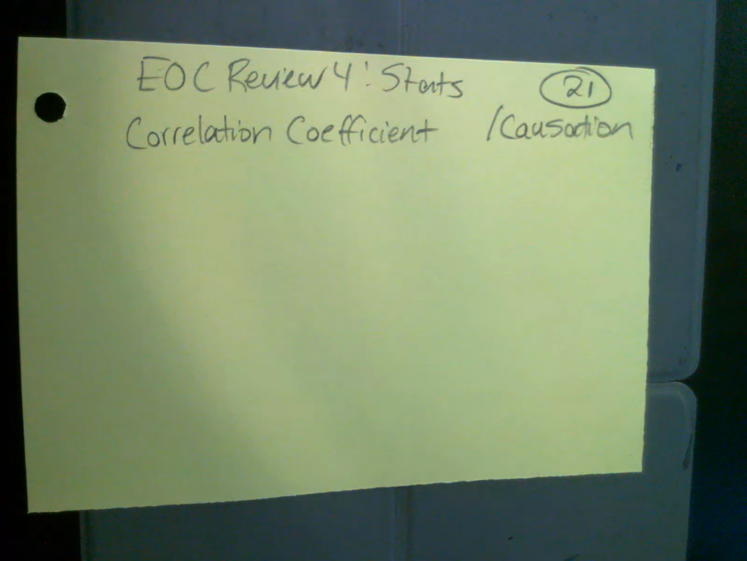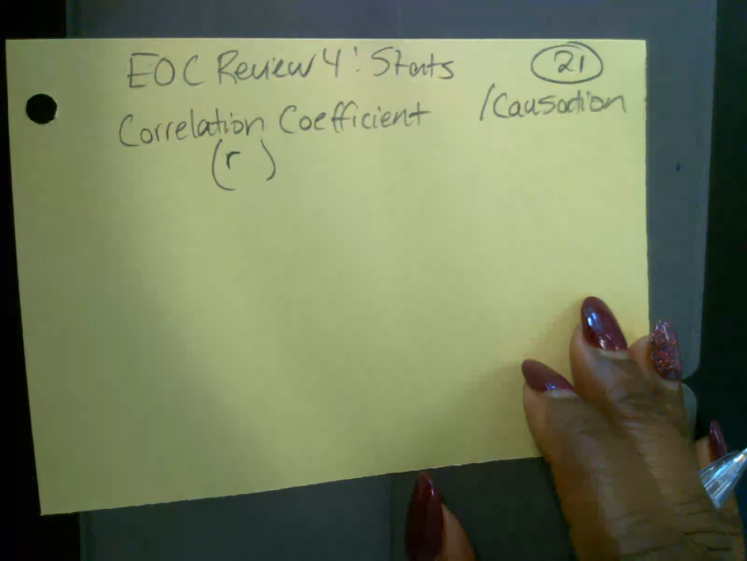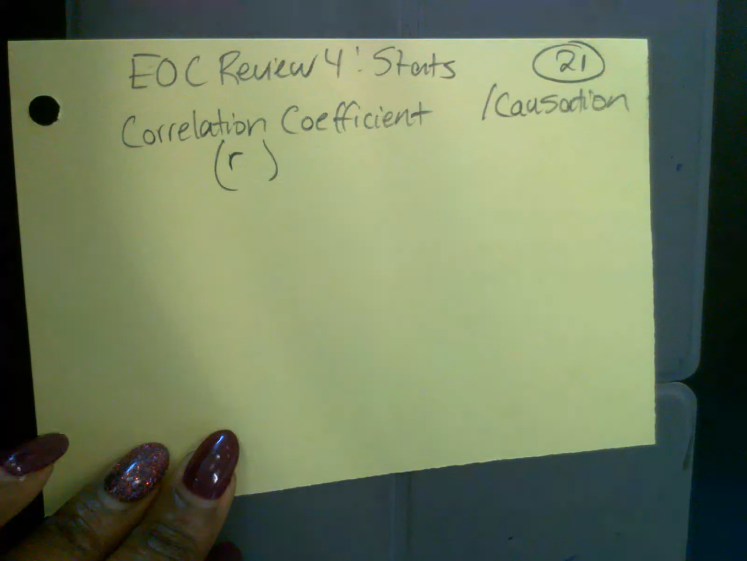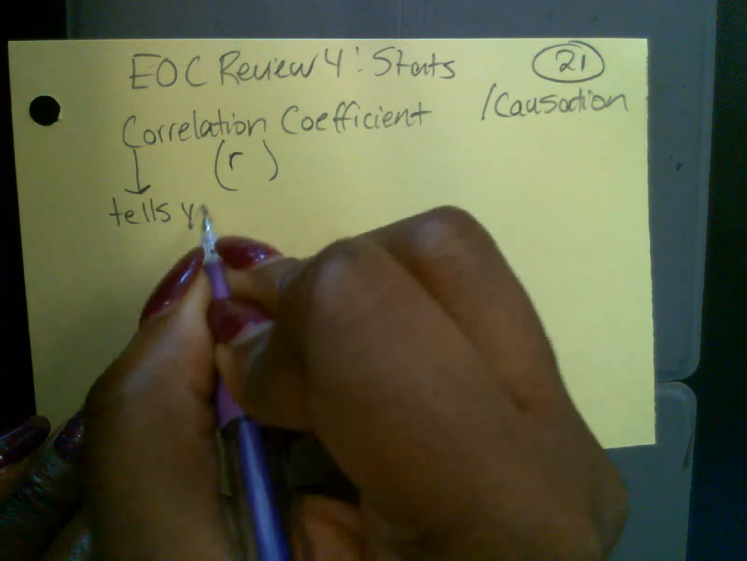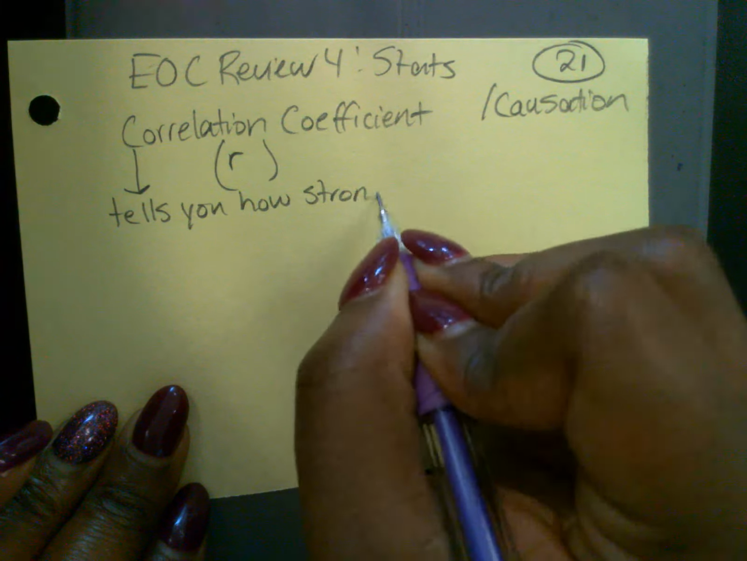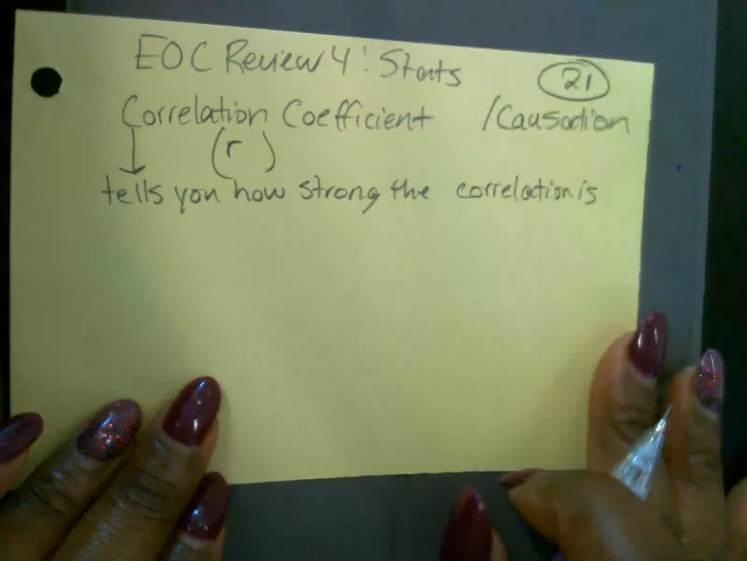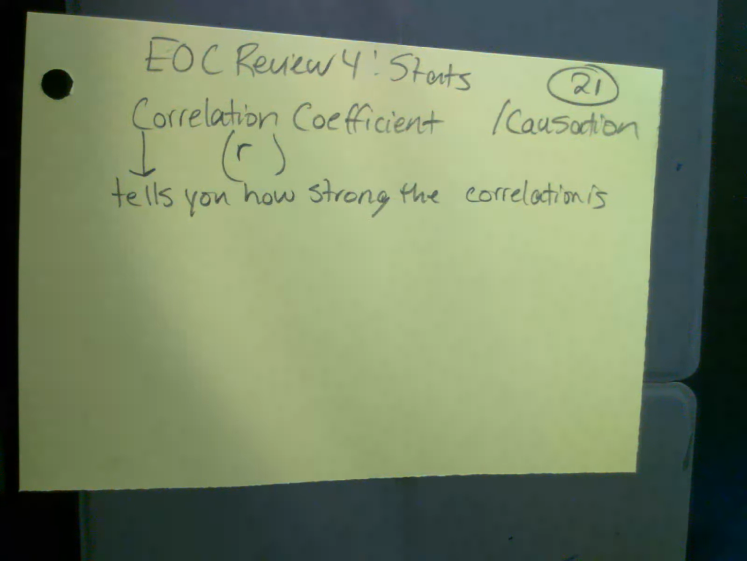The letter that represents correlation coefficient, does anybody remember? It's R. R is the letter that represents correlation coefficient, and you find this in the calculator. Correlation coefficient tells you how strong the correlation is. Is it strong? Is it weak? Is it moderate? And we're going to draw the scale. You might remember after I say it. If not, that's okay. Just keep reviewing the card. That's why I'm going over it, because most of us forgot.